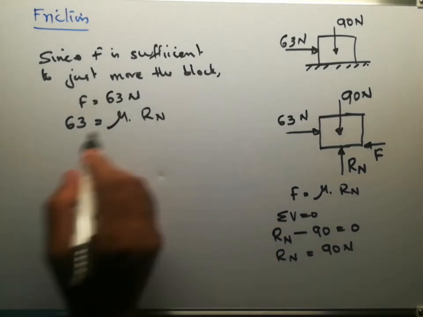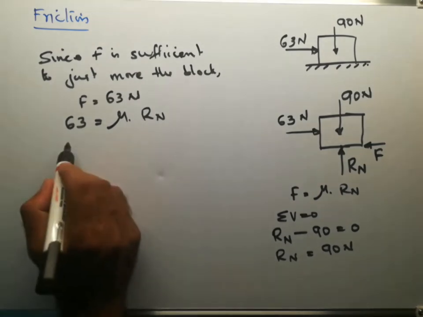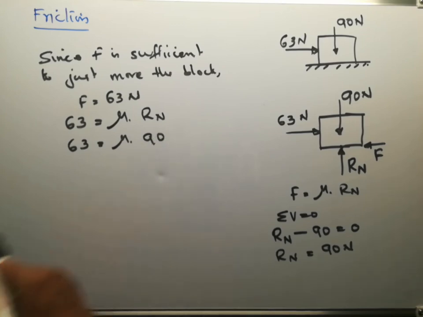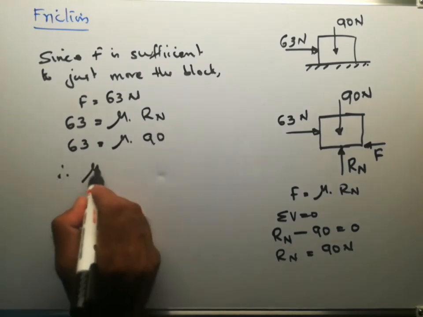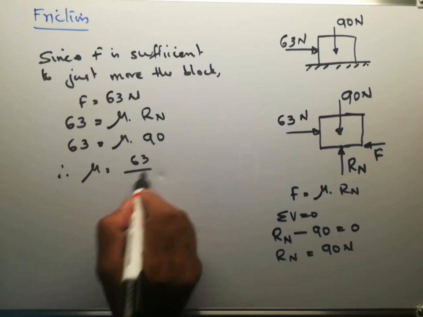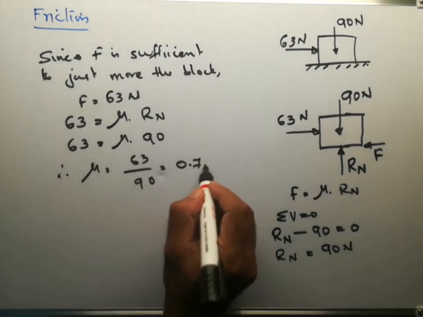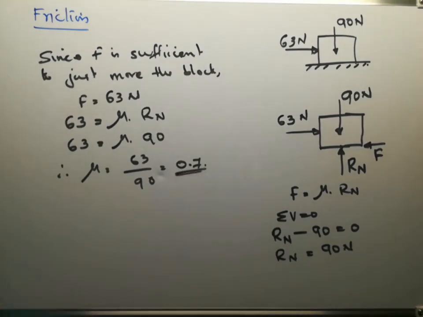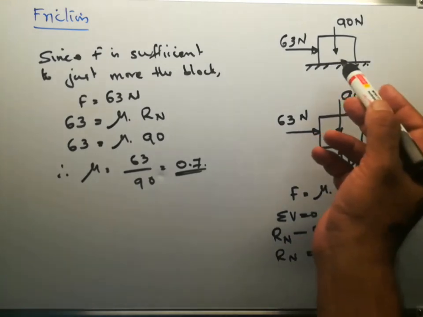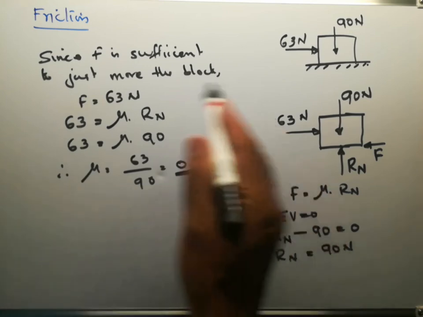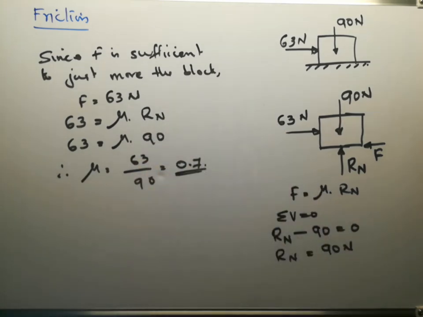We know the value of Rn, that is, 63 equal to mu into 90. Therefore, mu equal to 63 divided by 90, and it should be equal to 0.7. So this is the value of the coefficient of friction between the contact surfaces of this block and the horizontal surface. So this is how we solve problems involving frictional force.